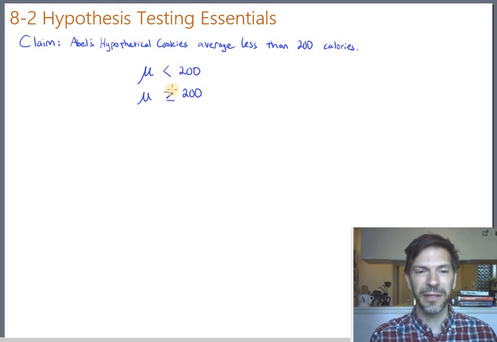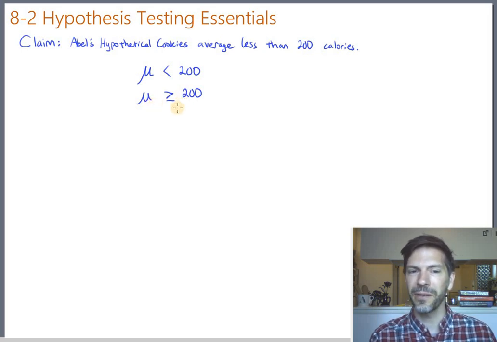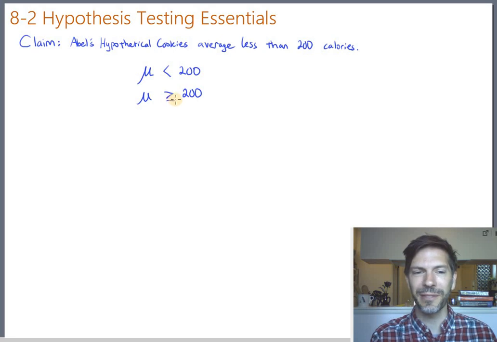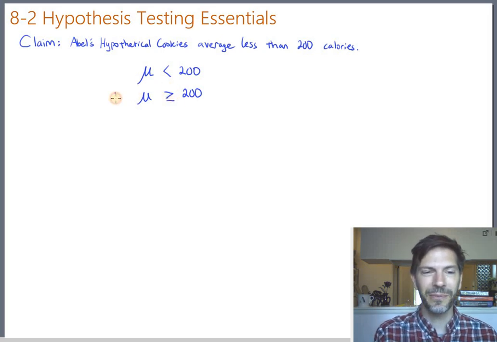So notice we've got a less than and we've got a greater than or equal to. And if you remember from the last video, one of these is going to be the null, one of these is going to be the alternative, and the one that is the null is always the one that has the equal sign in it. In this case, it's the greater than or equal to. So this one gets to be the null.